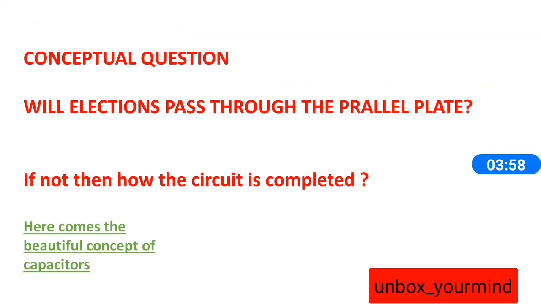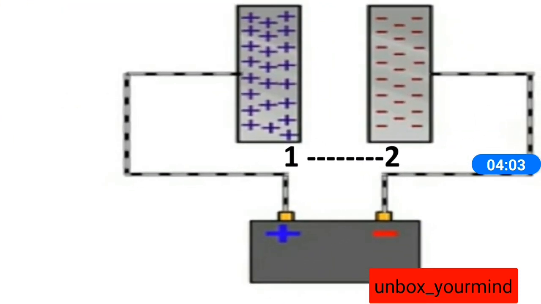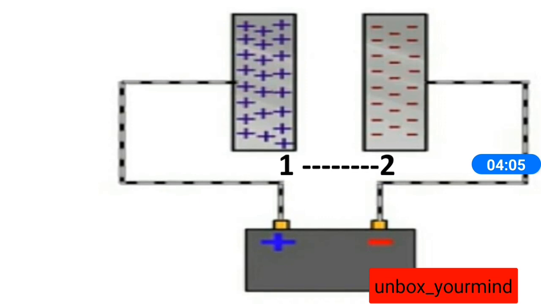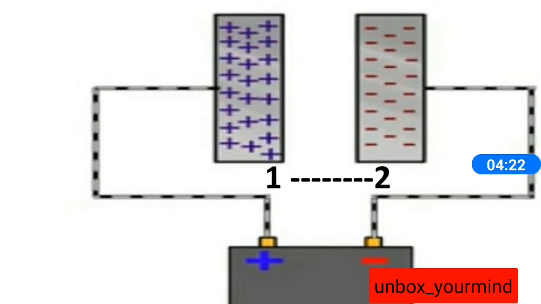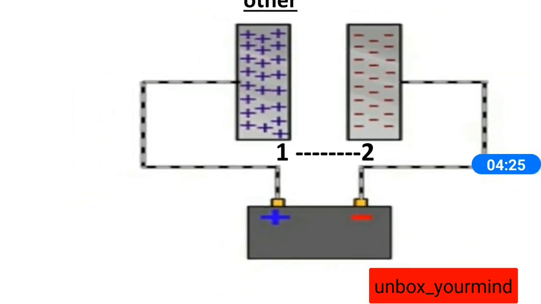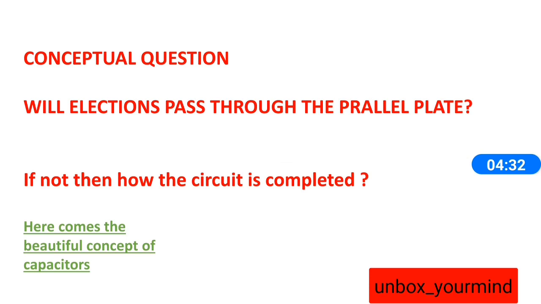Here's a question: will electrons pass through the plate? Here the circuit is not completed, right? Then how will the electrons pass through the circuit? If you see here, there is a gap between the plates. It may be a dielectric or air, but there is no conduction between the plates, so there is no movement of electrons between the plates. Then how will electrons get a path to circulate in this circuit? That's the most interesting thing in capacitors.